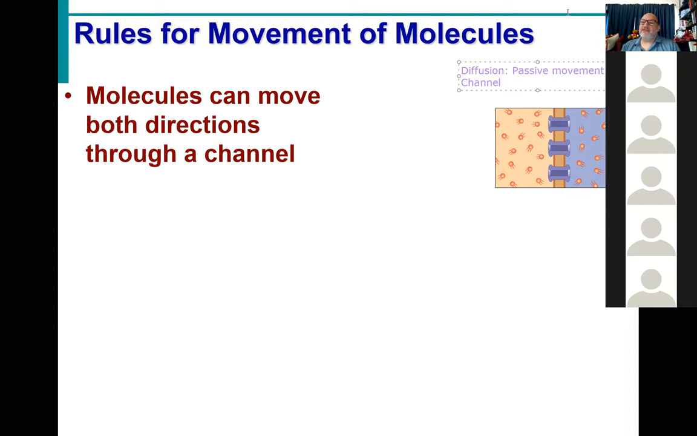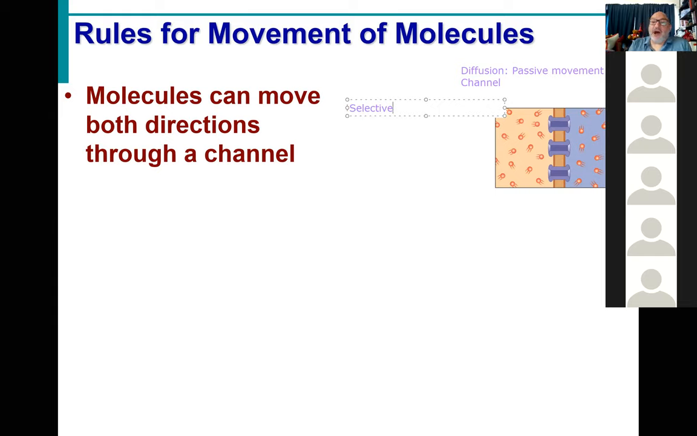Now again, just because it's a passive channel doesn't mean that it doesn't have important qualities. It can be selective. You fit very easily through your doorway; an elephant wouldn't. You can get into the house from your garage through the door, but your car can't get from your garage into your house through that door.